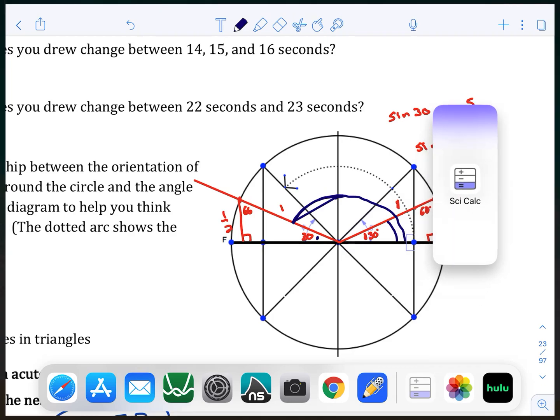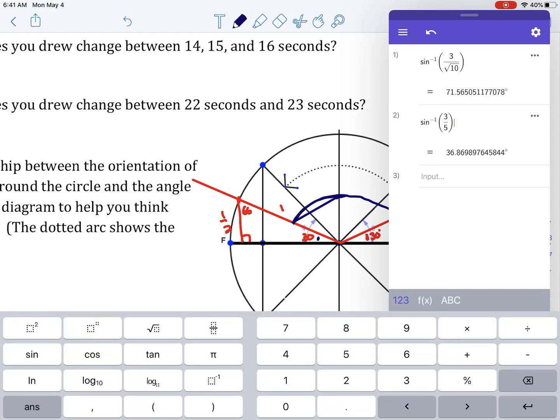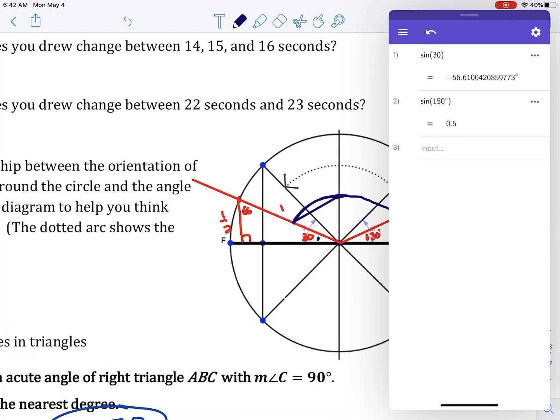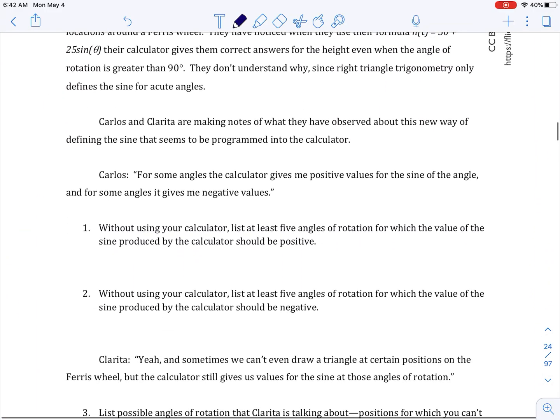So just to quickly double check this, I would go to my calculator and erase these weird values, and sine 30, and then sine 150. Okay, I'm not sure what happened up here. Hold on. Sine 30.5. There we go. So we can see how they're both equal to 1/2 in the calculator as well. All right, back to answering our questions.